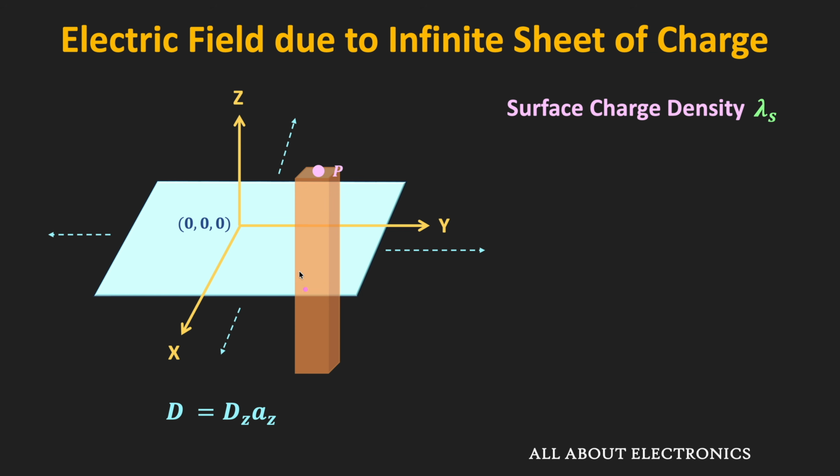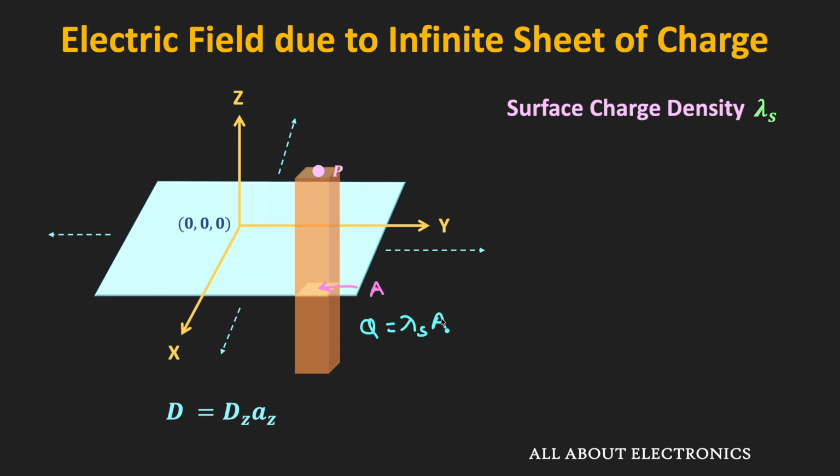And as you can see, it also covers our point P. So here, this is the intersecting area of this closed surface and our infinite sheet of charge. So let's say this area is equal to A. So we can say that the total charge that is enclosed by this closed surface is equal to lambda s times A.